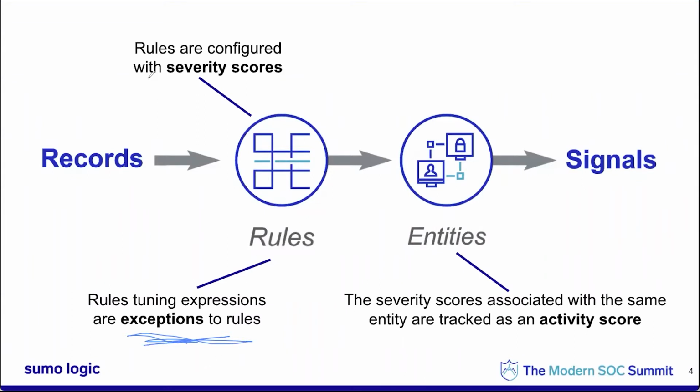When you write a rule, you also configure its severity score. Severity scores are on a scale from 0 to 10, with 10 being the most severe. And if the information in a record matches a rule, then the entity is extracted from that record. So the entity might be something like an IP address or a username or a domain name. It tells you who the potential threat is. And the severity score is then associated with that entity. So once an entity is in CSE's system, then CSE tracks the total severity score of all the signals associated with each entity as an activity score. By default, that activity score needs to be 12 or higher before an insight is created.